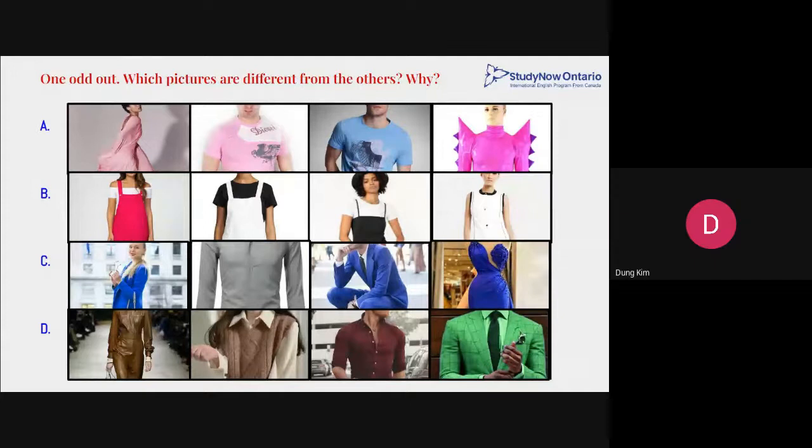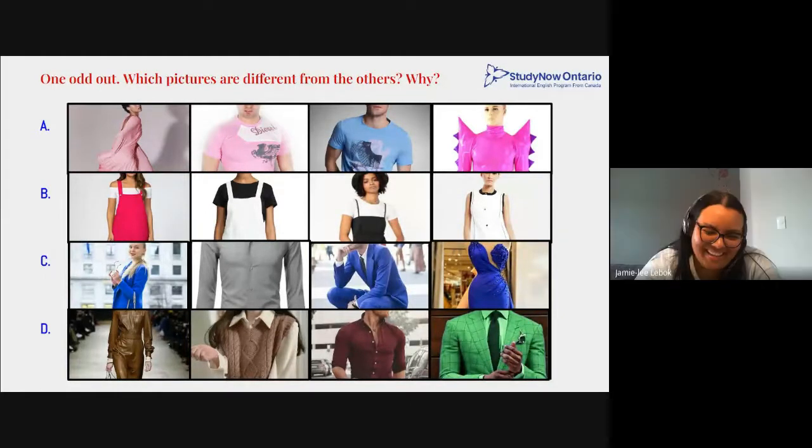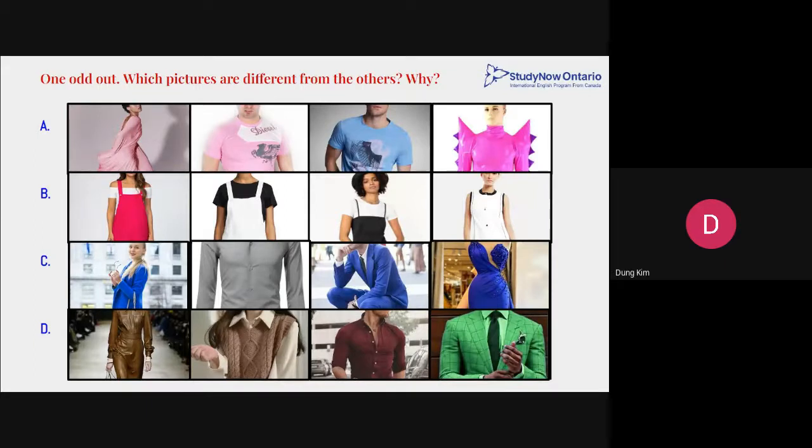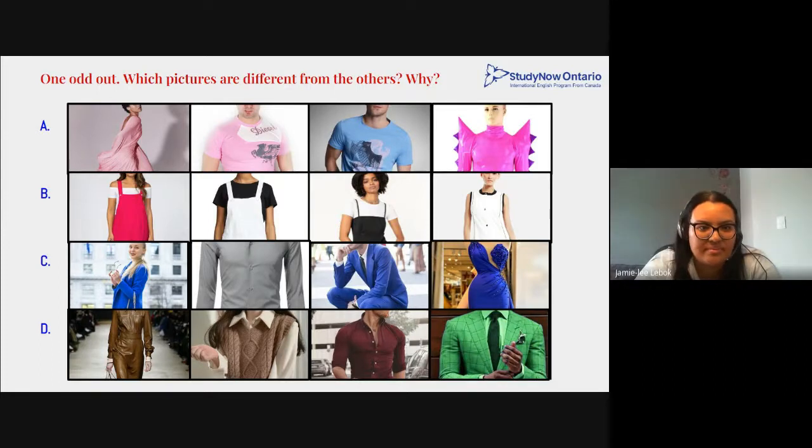I think picture two. Why? I think about the different colors. The picture two has a different color between the other pictures. If the color is different to the other people's pictures. I agree. Well done, Beauty.